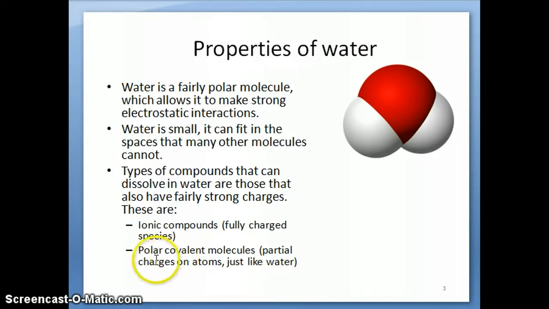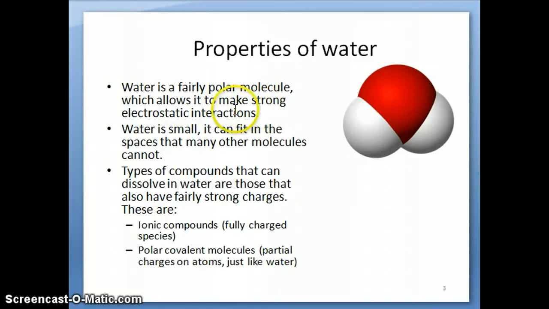And polar covalent molecules can do the same thing, because polar covalent molecules basically are molecules that look like water. They also have positive and negative ends in one molecule, and then they would just reorient themselves in such a way that the positive end of those molecules would make interaction with the oxygen in water, and the negative end of those molecules would make interaction with the hydrogen end of water. Okay? That's just polarity. Water can dissolve because it's polar, thereby it can make all these strong electrostatic interactions.